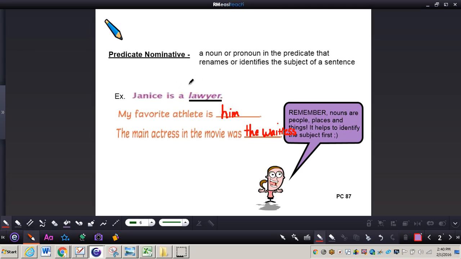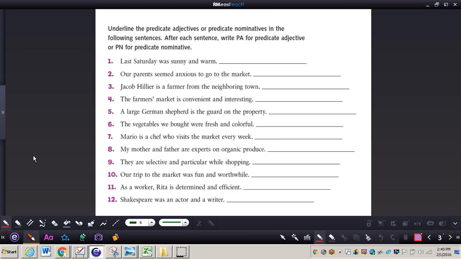So let's turn your practice companion books to page 87, and we'll continue to look at predicate adjectives and predicate nominatives. So let's take a look at the directions for numbers 1 through 12. It says underline the predicate adjectives or predicate nominatives in the following sentences. After each sentence, write PA for predicate adjective or PN for predicate nominative. So we can see for number 1, it says last Saturday was sunny and warm.